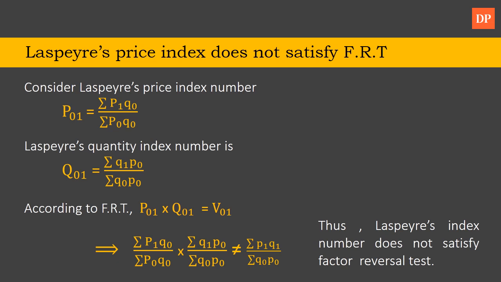Okay, so by substituting the values for P01 and Q01, we will not be able to cancel out any of the values. Since we will not be able to cancel out any of the values, we will not be getting the total value, that is the value index number. We will not be getting summation P1 Q1 divided by summation Q0 P0. We will not be getting the final needed answer. That's why we can straight away state that Laspeyres' price index number does not satisfy the factor reversal test.